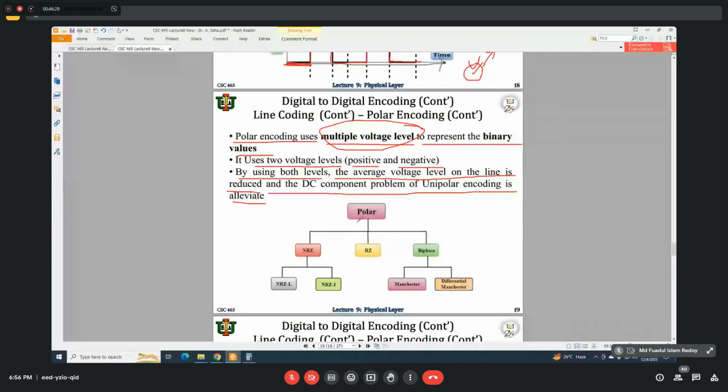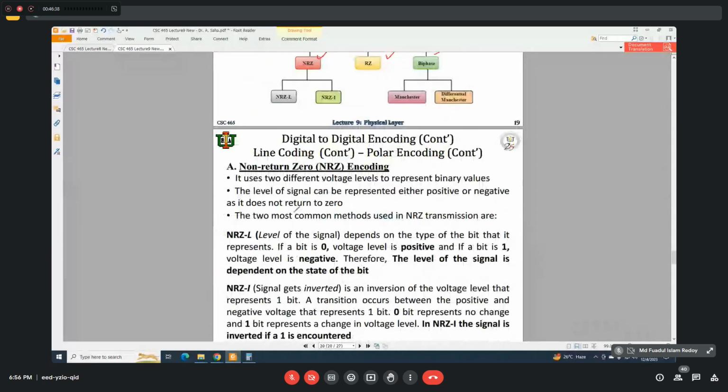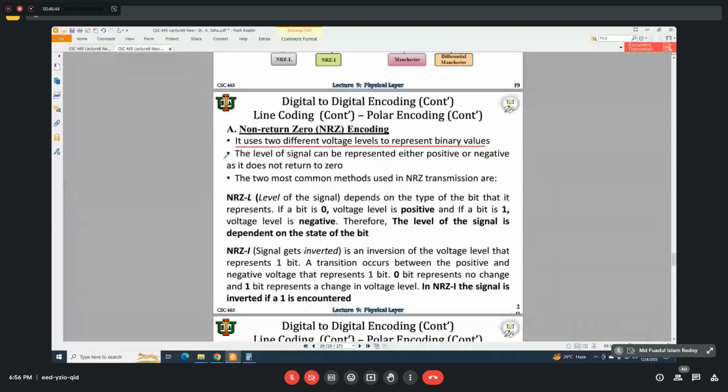So in the polar we are getting different methods, we have the non-return zero. We have already discussed, so we are going to study one after another. Let's start with the non-return zero, NRZ encoding. It uses two different voltage levels to represent the binary values. The level of the signal can be represented either positive or negative, and it does not return to zero. So that is the main fact here. That's why the name has been given non-return zero encoding scheme.